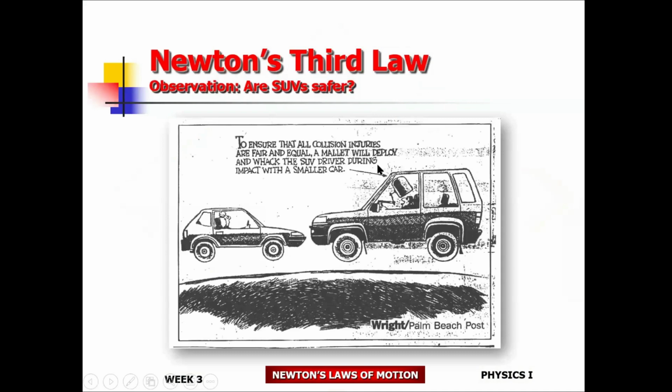So in a head-on collision between a car and an SUV, which one is going to experience a larger impact force? It's going to be the same, right, for both of them. Except because the mass of the car is so much smaller than the mass of the SUV, the acceleration of the car is going to be much bigger. Which means that the car is going to suffer a lot more damage than the SUV.